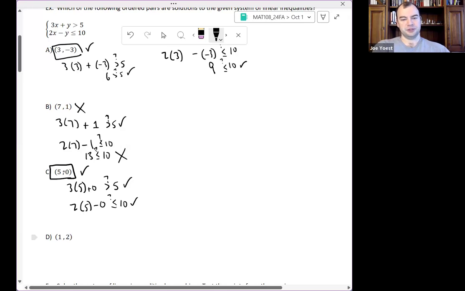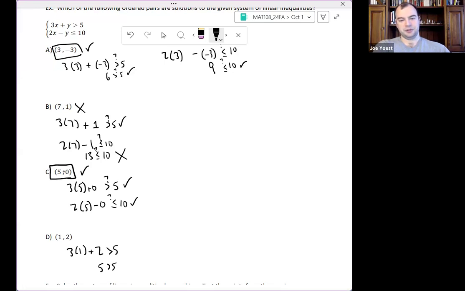And is 1 comma 2 a solution? Is it true that 3 times 1 plus 2 is strictly bigger than 5? Is it true that 5 is strictly bigger than 5? No. It just barely lies outside of that first inequality. Since it doesn't satisfy the first inequality, we don't even have to check the second. So we know that 1 comma 2 is not a solution. So we're done. We know it's not a solution to the system.